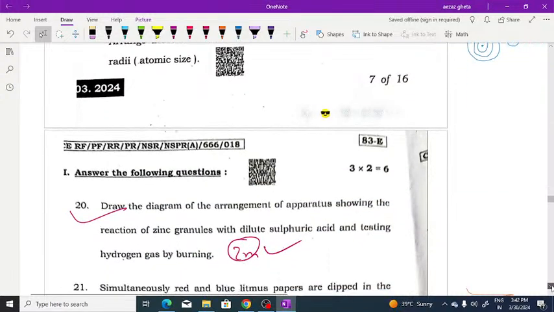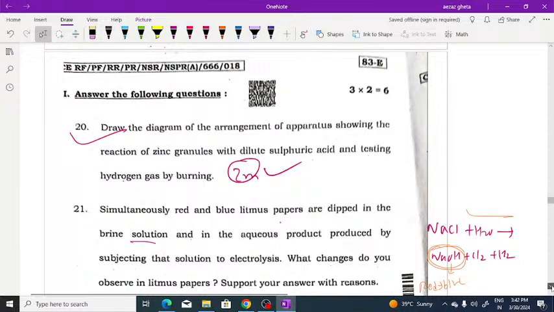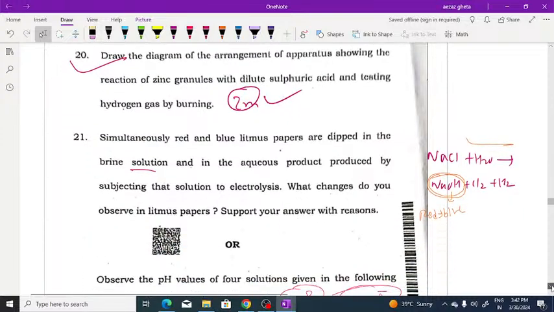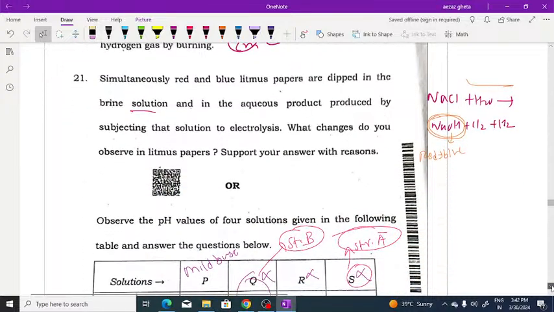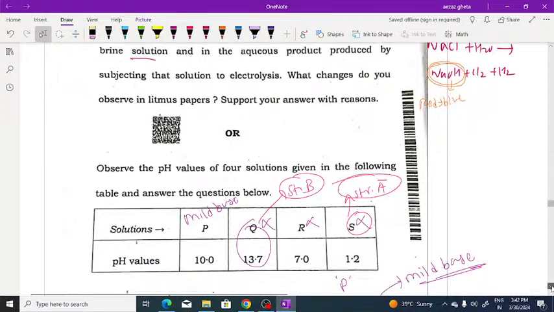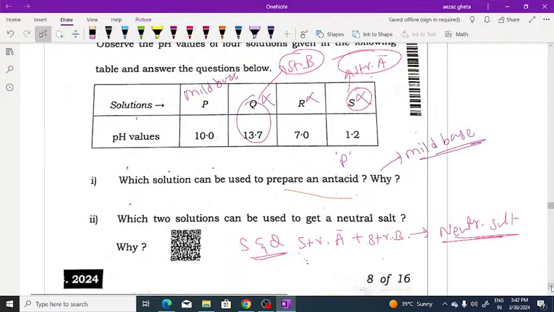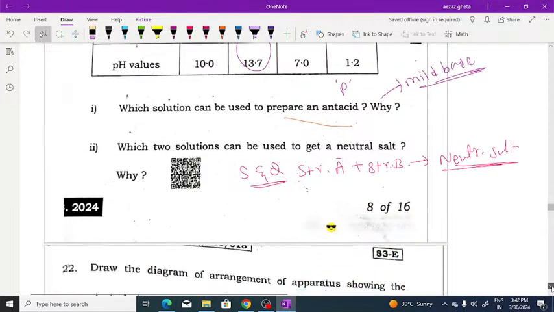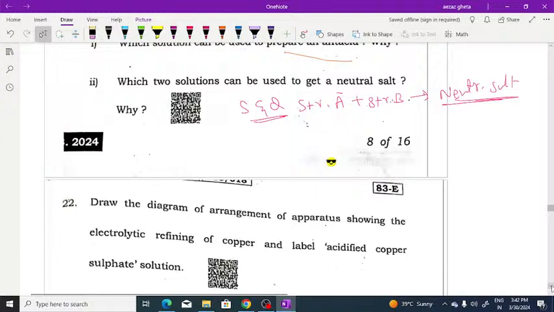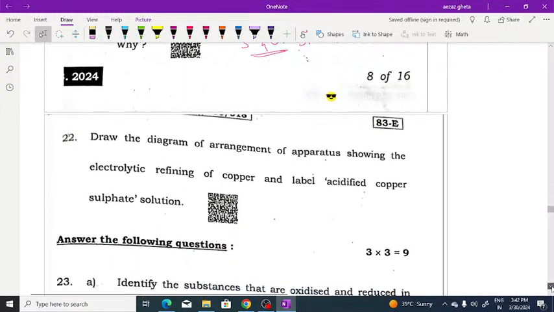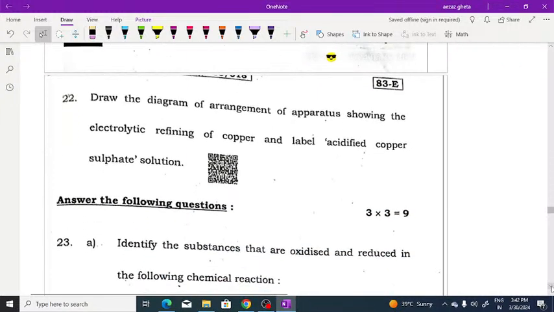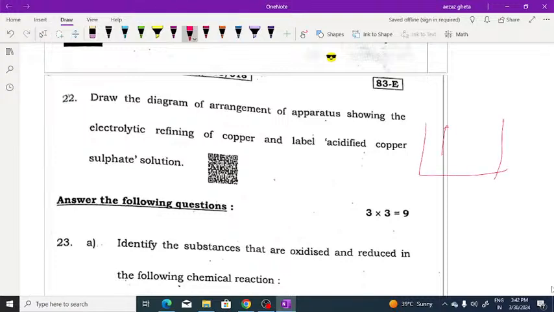22nd, 20 over diagram was there, 21 was PH paper in that choice question was there, so that also we did. Choice question and 21 question both were equally difficult, one is easy, so both required a brain to use it. Hope you have done it. 22nd question is a diagram of refining of copper. This is there in your textbook, like two rods are there, correct? Okay, this diagram should be done. Hope you have done it.